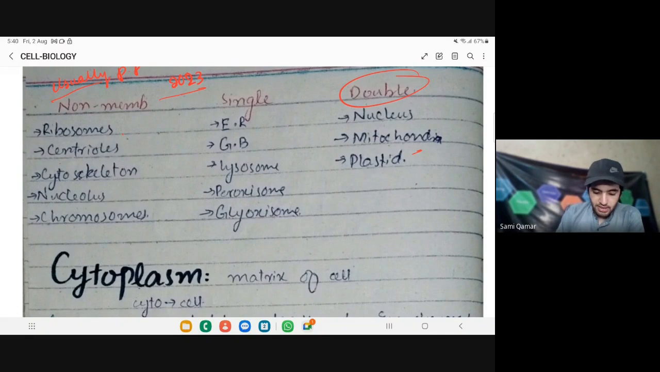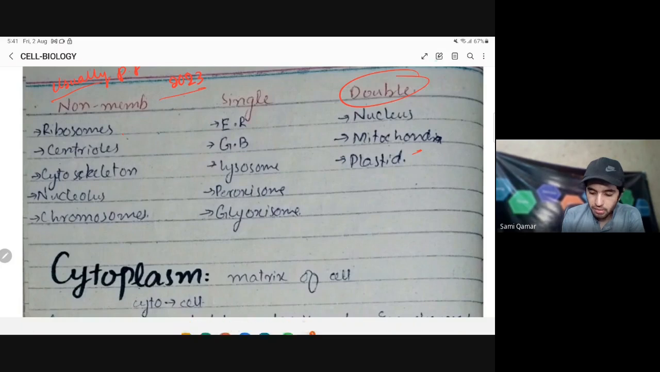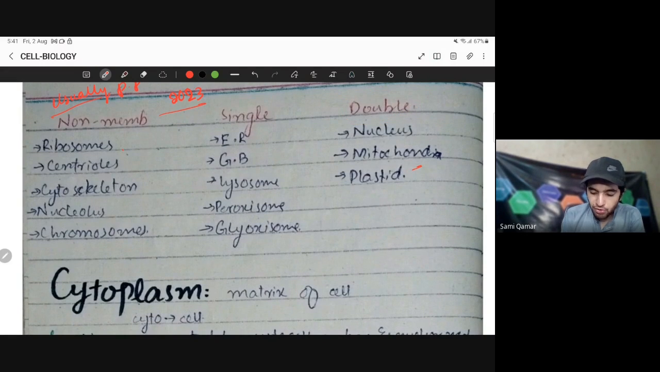Now understand this. Non-membranous: you have to memorize this. This is solid gold, this is treasure for you. So the non-membranous ones are ribosome, centriole, cytoskeleton, nucleolus, and chromosome.